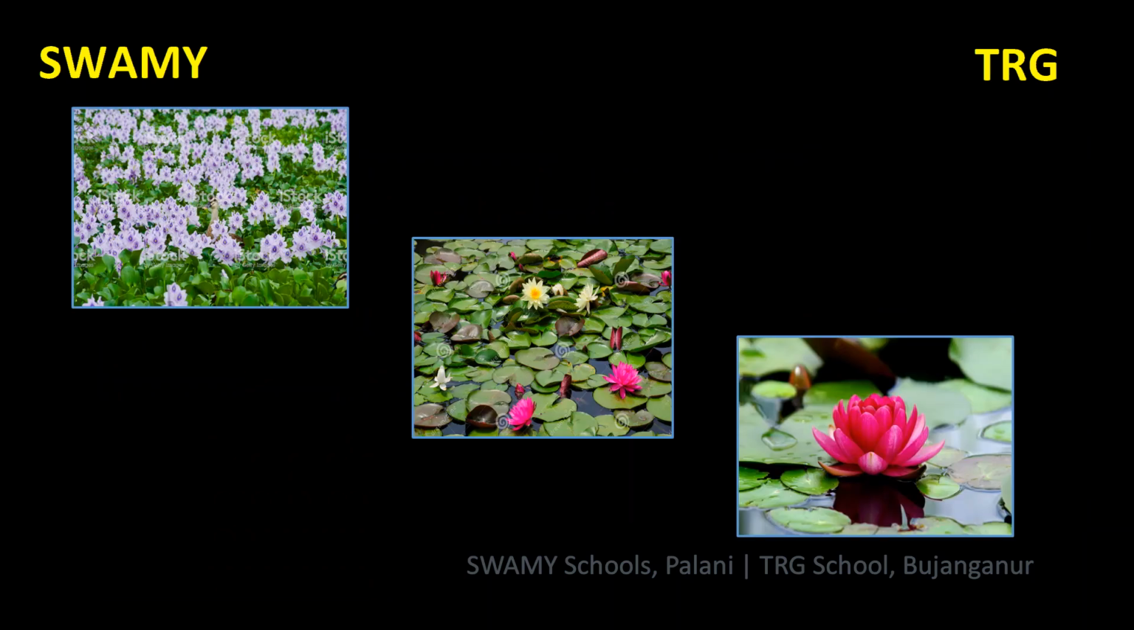Water hyacinth, water lily and lotus are seen in the freshwater habitat. Stem and leaves of these plants have air chambers in it. Those air chambers allow these plants to float in water. Water hyacinth, water lily and lotus are the plants which we see only in freshwater.